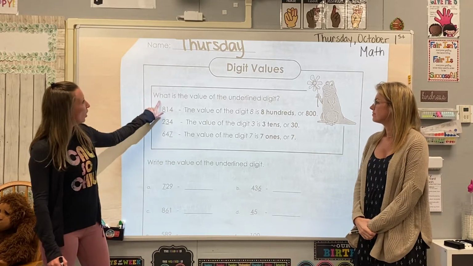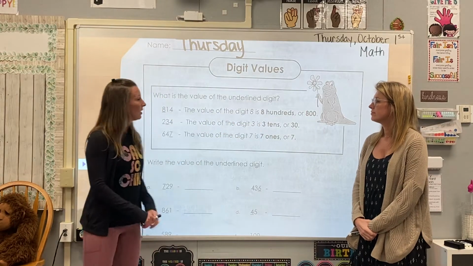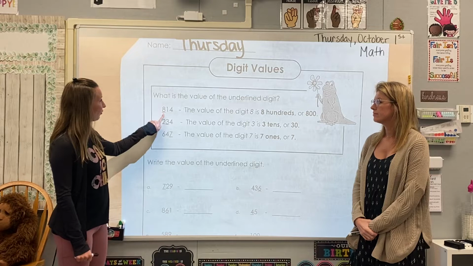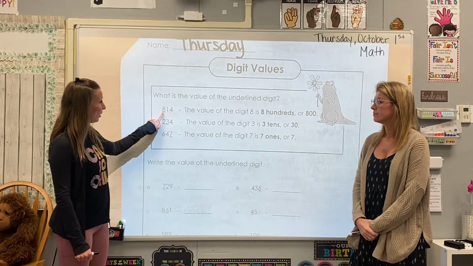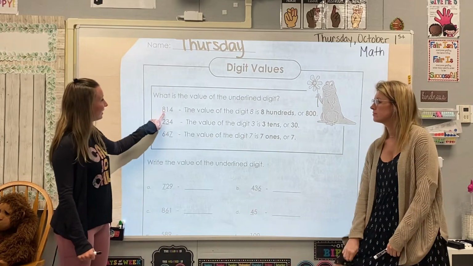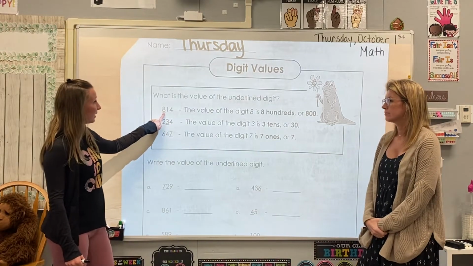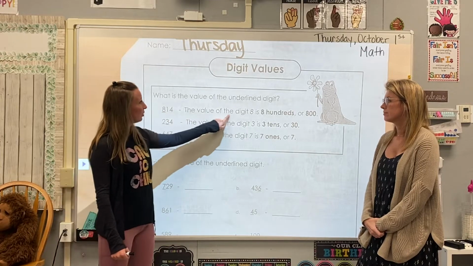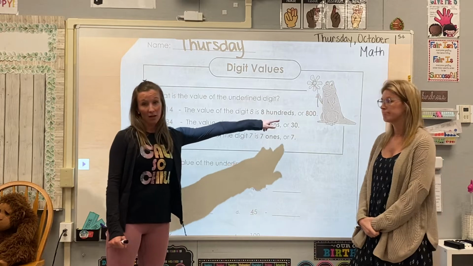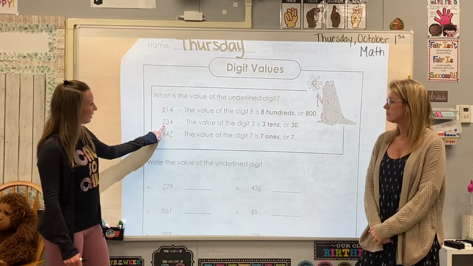It asks, what is the value of the underlined digit? Now remember, a digit is a single number. So when we look at the first number, we have 814. But the underlined digit is an 8, and that 8 is in the hundreds place. So it says the value of the digit 8 is 800s, or 800, written either in word form or in standard form.